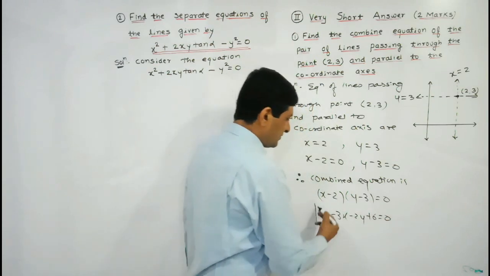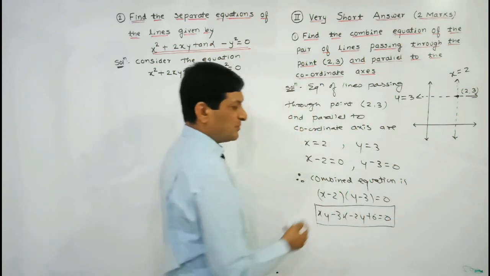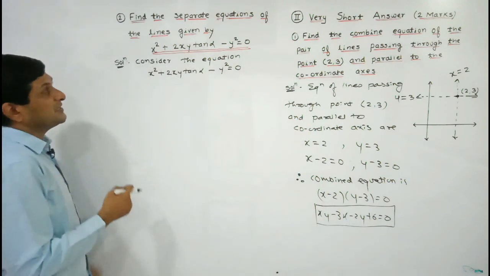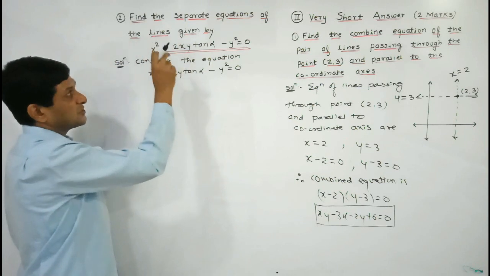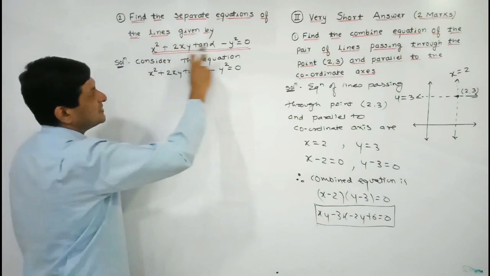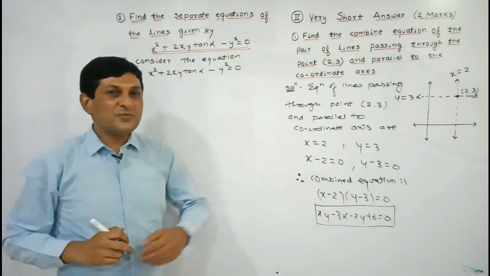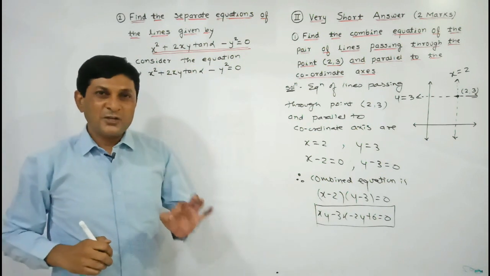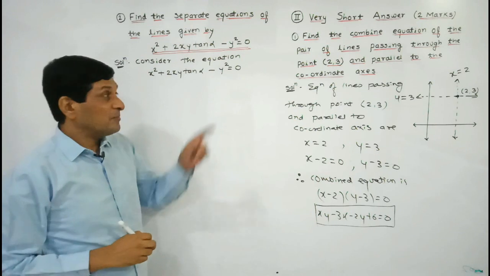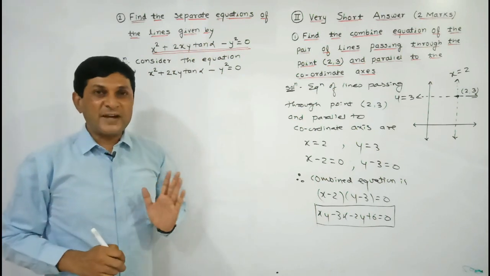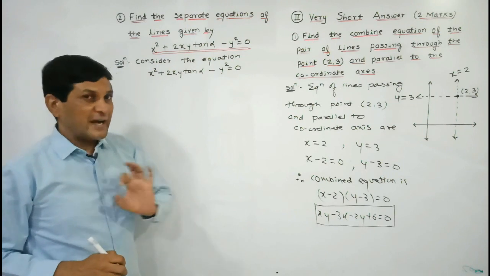Nothing is there to simplify. That's why we can say that this will be our required combined equation. Now observe the next example. In this case we have to find out the separate equations of lines represented by this homogeneous equation. Whenever we are finding separate equations, first priority we give to the factorization method, but in this case tan alpha appears, so it is not possible to find the separate equations applying the factorization method.